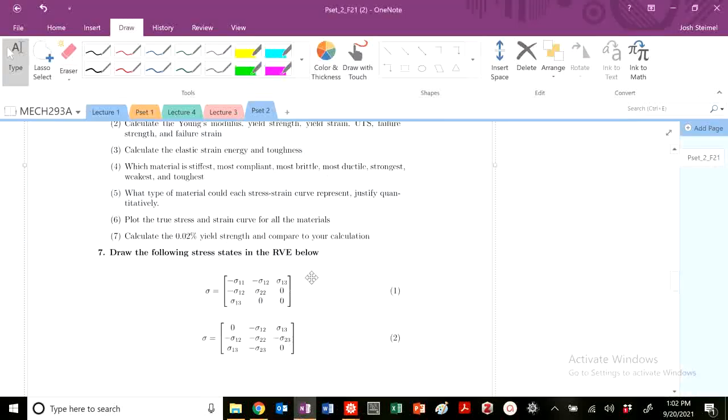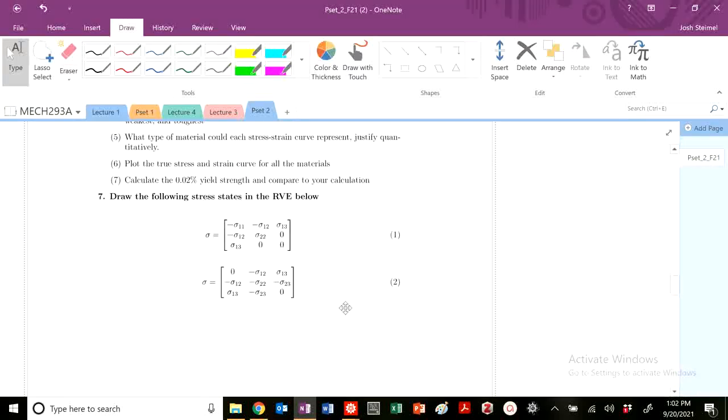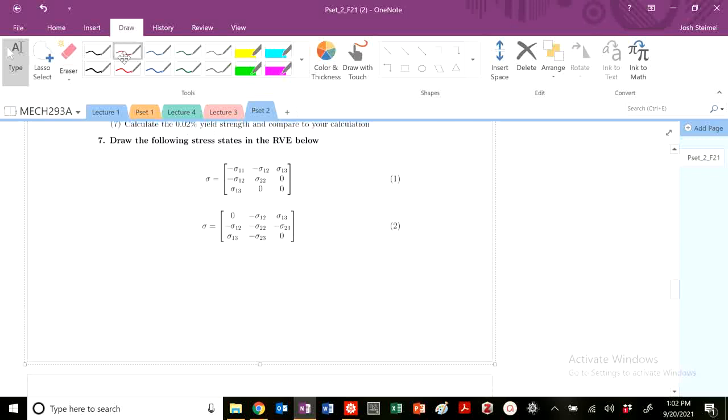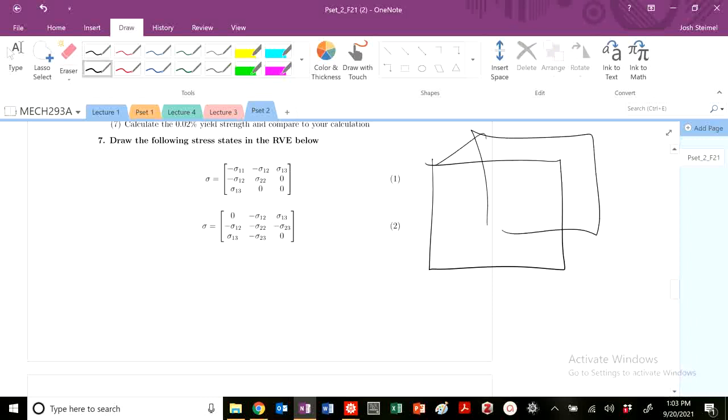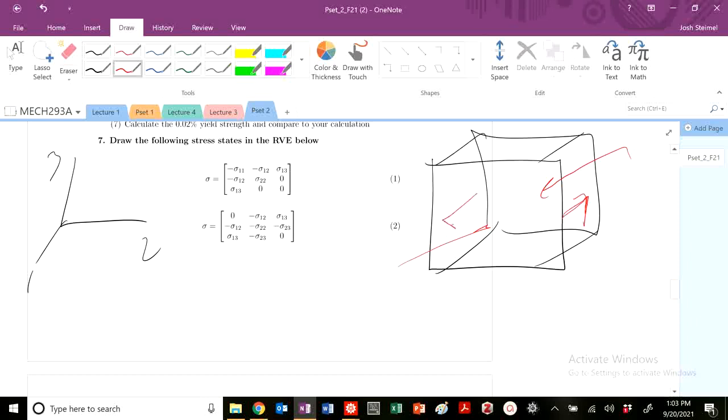So fantastic. So let's get to the other problems. Draw the following stress states. So let's draw our RVE. Here. So this is my 1, 2, 3. So I'm going to be compression here. I am going to do a minus. So again, sigma 1, 2 corresponds to what? Is equal also to sigma 2, 1. So if my normal's in the 2 direction, I need to point in the 1 direction. So actually it's going to point over here. And then here is going to point over here.